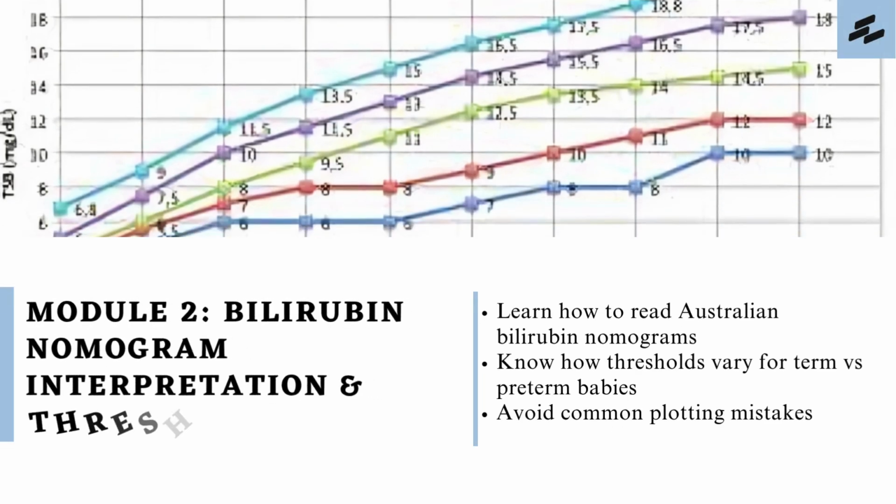Bilirubin nomogram interpretation and thresholds. Australian bilirubin nomograms are used to decide when to start treatment. Nomograms differ slightly between states, but all are based on plotting bilirubin levels against the baby's age in hours. Term and preterm infants have different thresholds. Avoiding common errors when using nomograms is critical because plotting mistakes can delay care.